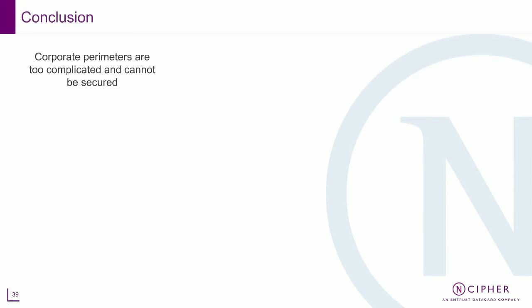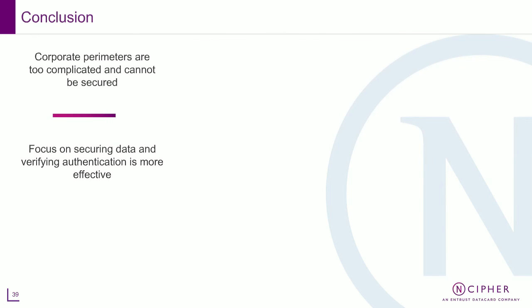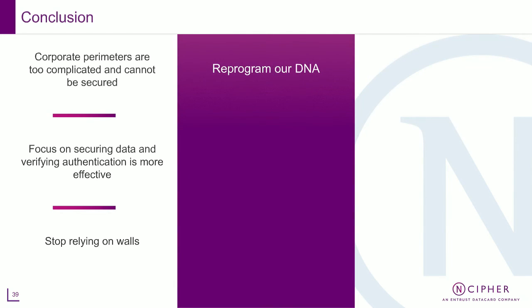It's so easy for just one little itty-bitty breach, one little itty-bitty crack in your perimeter, to be all a hacker needs to get into your systems. So you're better off focusing on securing the data and verifying the authentication of the data inside your organization. We need to stop relying on the walls. We absolutely need to stop relying on the walls. And in order to do that, we need to reprogram our DNA.